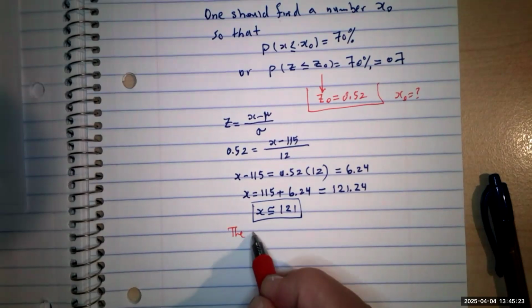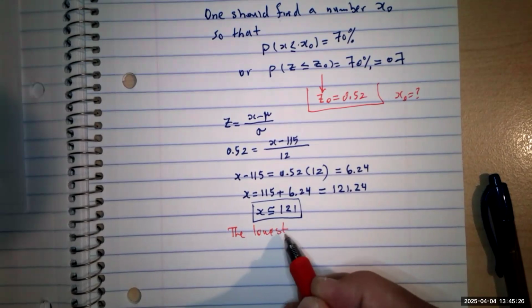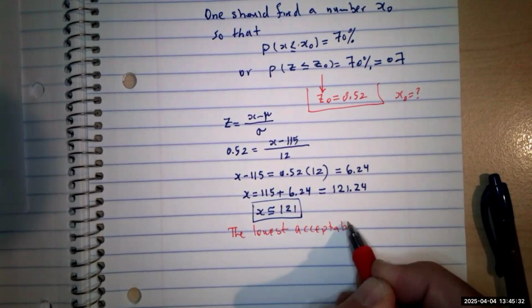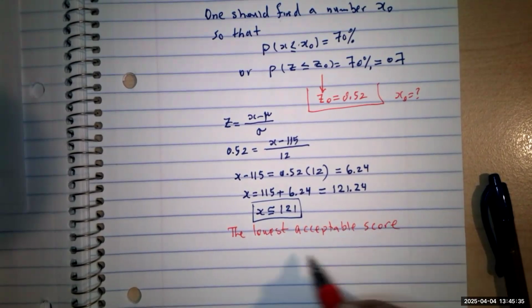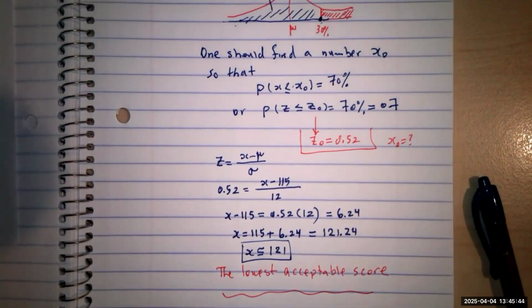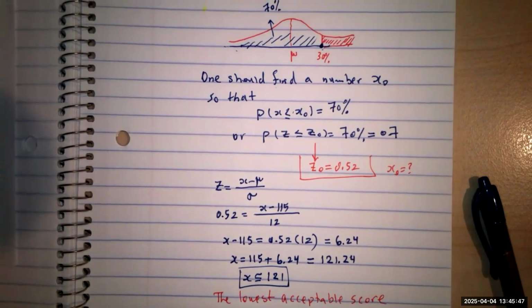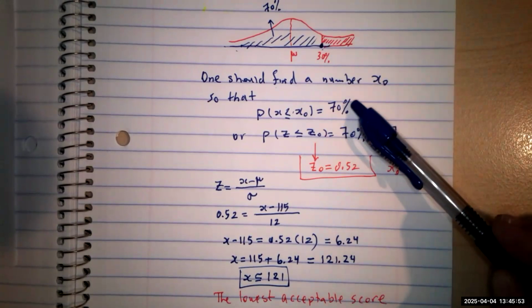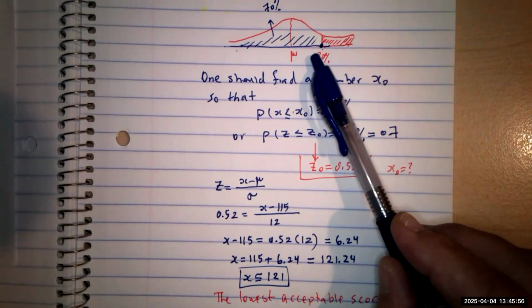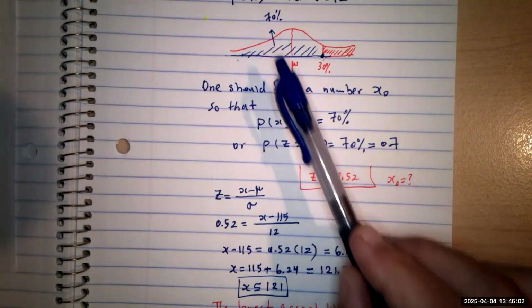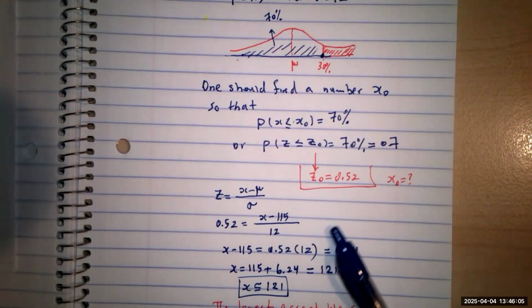So this is going to be the lowest acceptable score to be able to get to the numbers. This is if you want to do it yourself, manually. The important part is identifying this, and most people miss it. They use the 30%. But remember, the z-score table gives you area to the left only. So you have to consider 70% if you want to go to the table and find it.